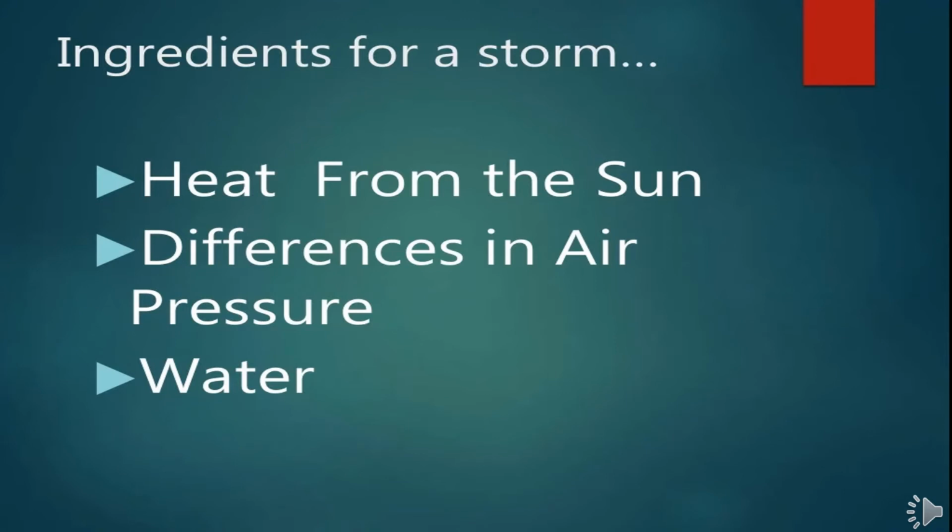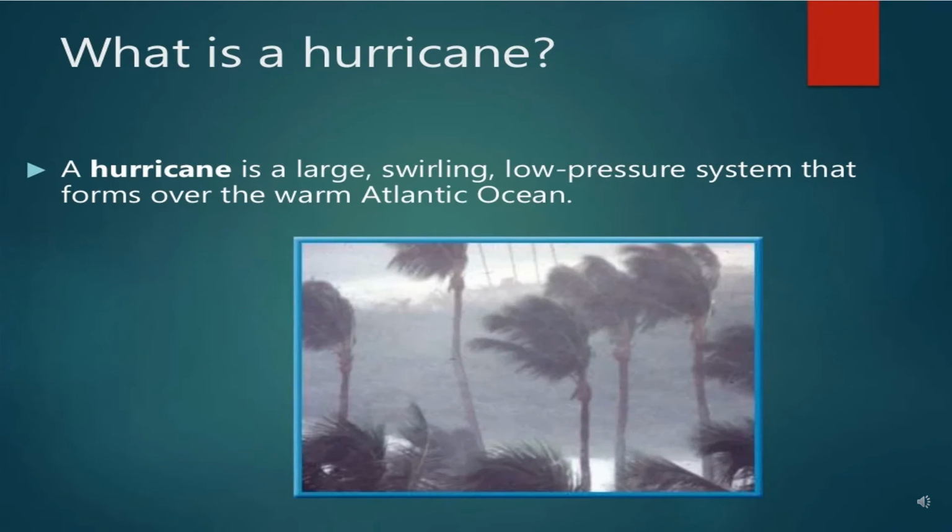As the Coriolis effect has a severe weather effect, the ingredients for a storm are the heat from the sun, differences in air pressure, and water. As the hurricane is also under the Coriolis effect, we'll discuss how hurricanes are formed. A hurricane is a large swirling low pressure system that forms over the warm Atlantic Ocean.